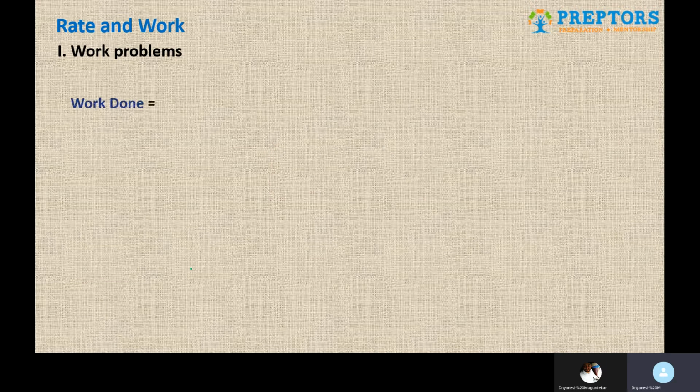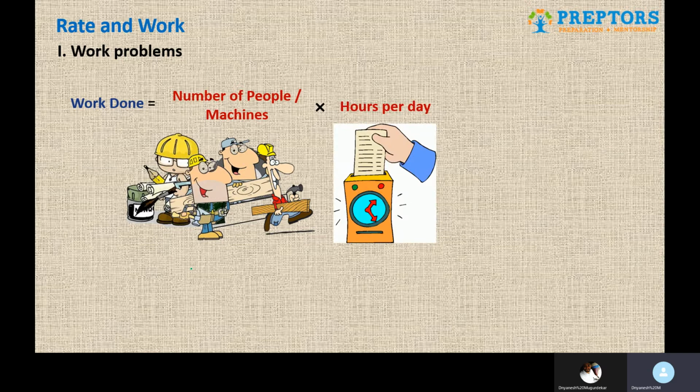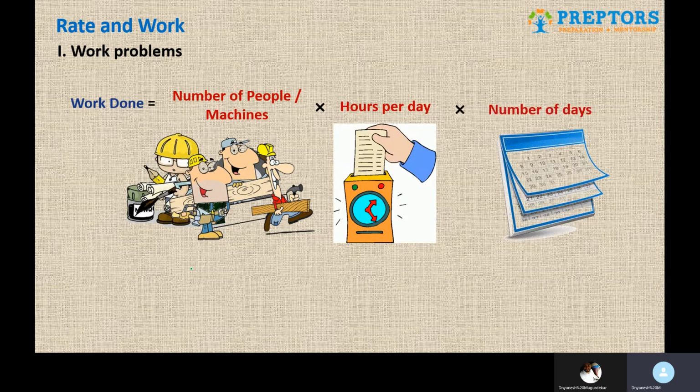There is a formula for work done that you should be aware of. So work done is defined as the number of people or machines which are working and how many hours per day they are working, into the number of days that they are working. So this is the formula for work done.